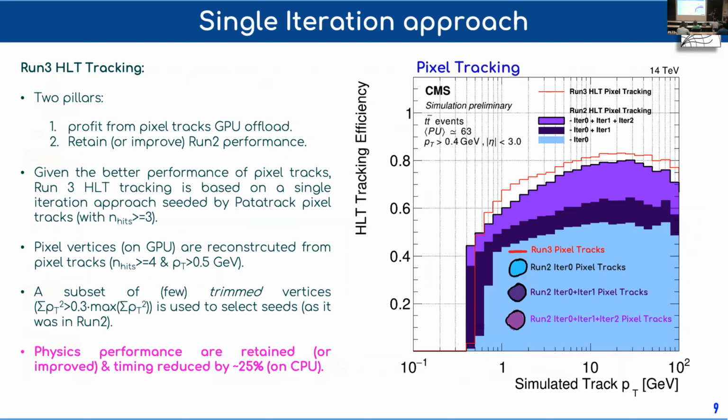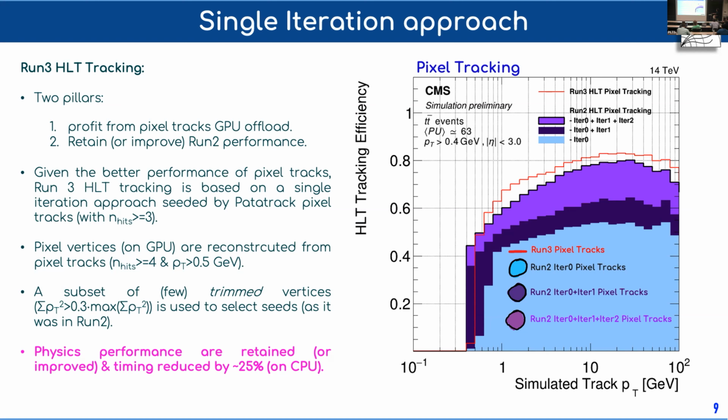And going to physics, all the Run 3 HLT tracking was rethought in order to comply with the fact that we would reconstruct pixel tracks better than we did in Run 2 and also faster than we did in Run 2. And so in some way, removing one of the trademarks of tracking reconstruction for CMS, so the iterative approach. We went for a single iteration where for us, the pixel tracks are the starting building block, and on top of that, we reconstruct the tracks to the outer tracker. At the end, we see that the physics performance is basically retained.